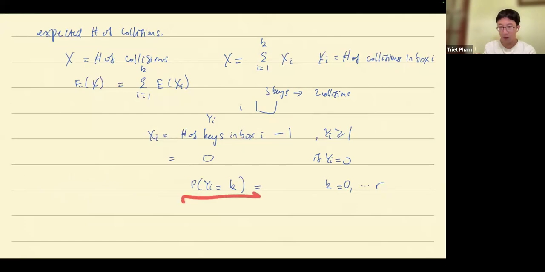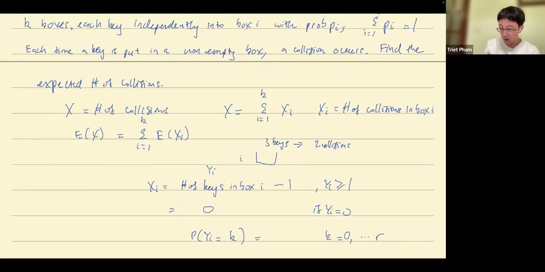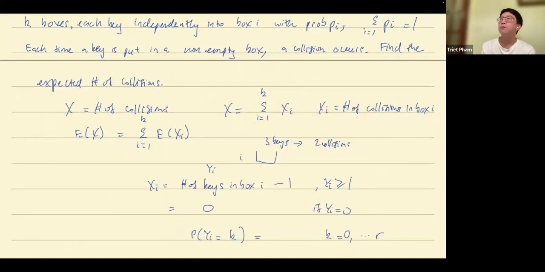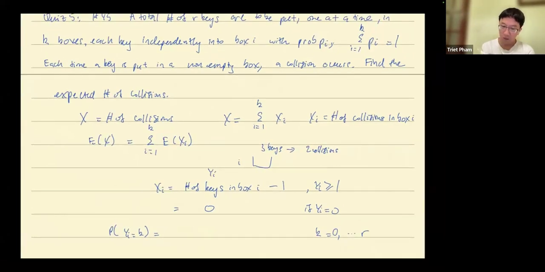So what is this expression? What's the probability that we can get K keys into box I? Well, what kind of random variable is yi? Oh, I reused the letter K, because K is already used as the number of boxes. So let me use another letter, maybe N.